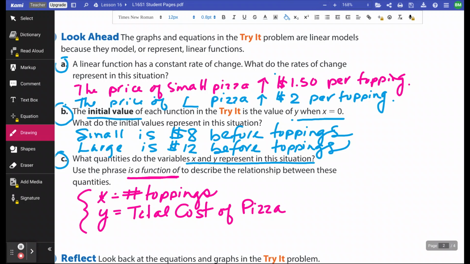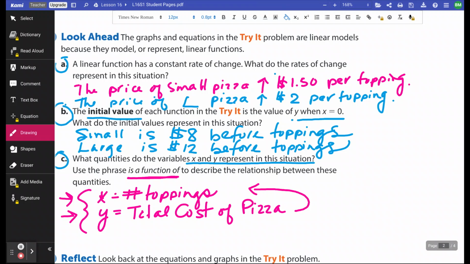So let me ask you a couple of questions. Does the number of toppings depend on the total cost of the pizza? Or does the total cost of the pizza depend upon how many toppings we added? I want you to take a second and think about that.